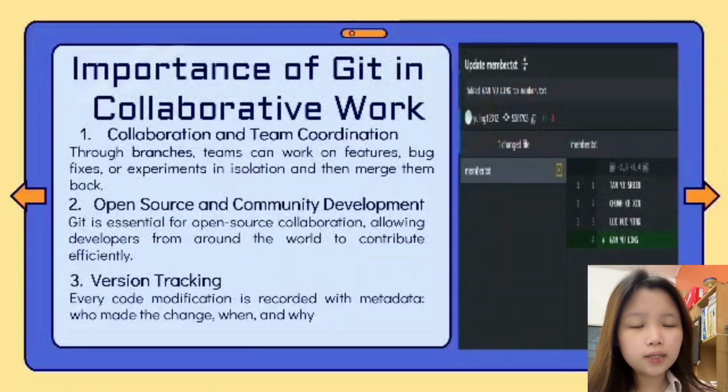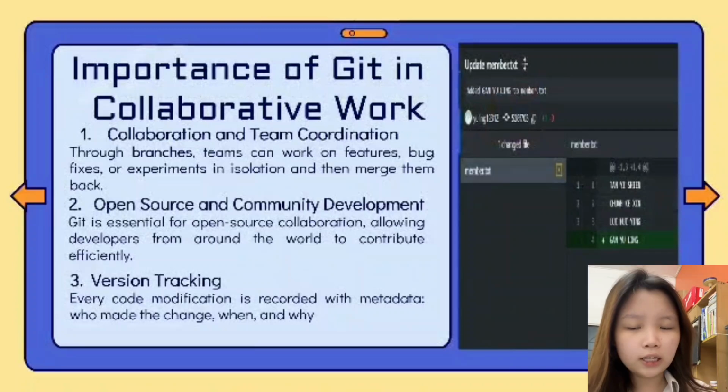Next is collaboration and team coordination. Through branches, teams can work on features, bug fixes, or experiments in isolation and then merge them back. After that is open source and community development. Git is essential for open source collaboration, allowing developers from around the world to contribute efficiently.